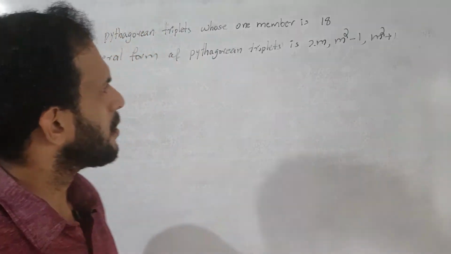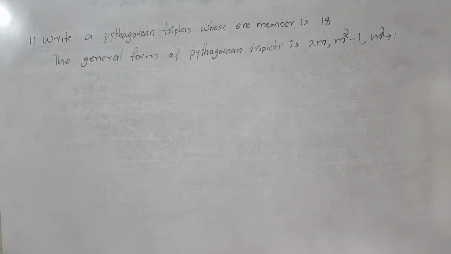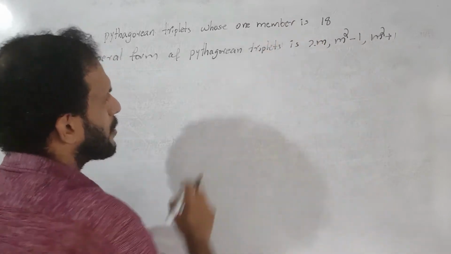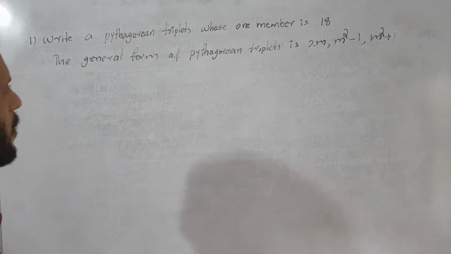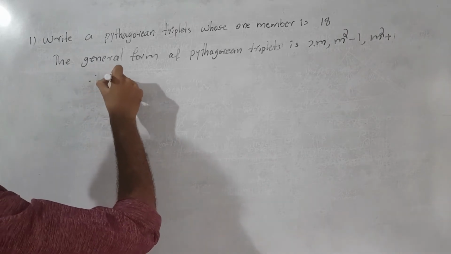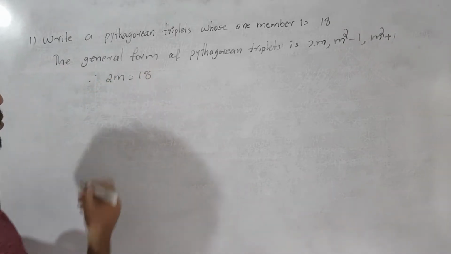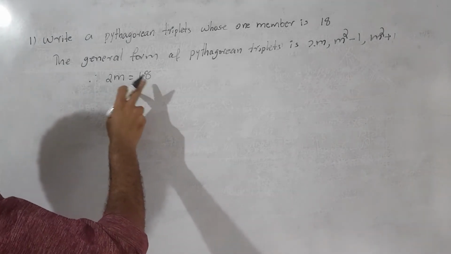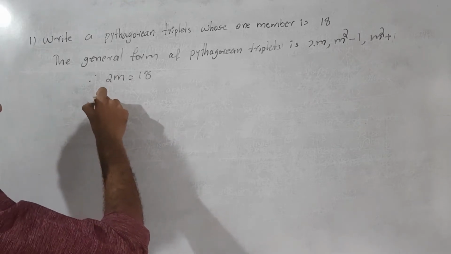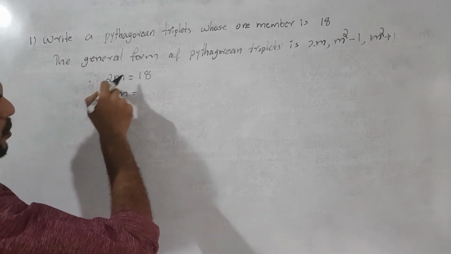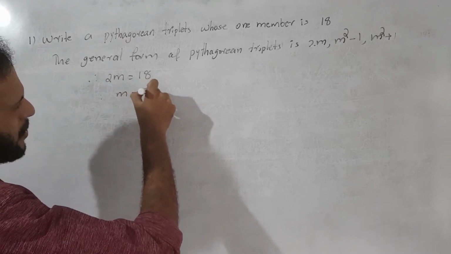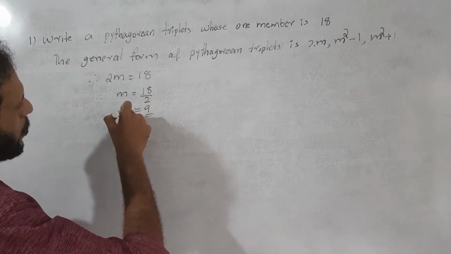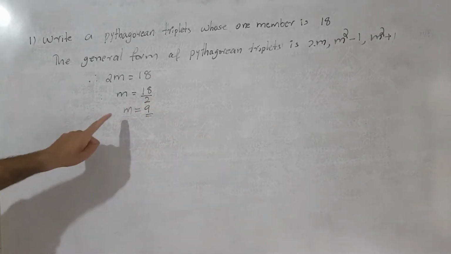Okay, so here what is one member? The one member is 18, therefore we choose 18 as the value of 2m. Therefore 2m is equal to 18. Then it's possible to find the value of m. Therefore m is equal to, we transpose 2 to the RHS, then it is 18 by 2. Now we got the value of m. m is equal to 9.